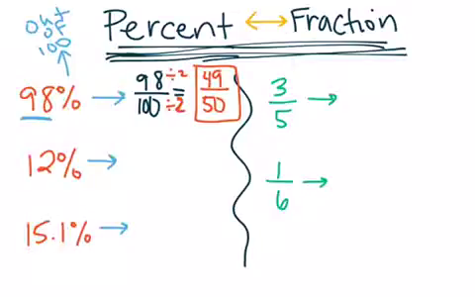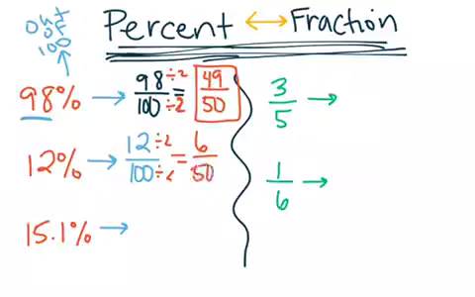So let's take a look at 12%. Once again, we're going to write this as 12 over 100 because it's 12 out of 100. Both numbers are even, so we can divide by 2. Divide by 2, we would get 6/50ths. Once again, both numbers are even, so let's just keep dividing by 2. So that would become 3/25ths, and this would be our simplest form. So 12% is equal to 3/25ths.